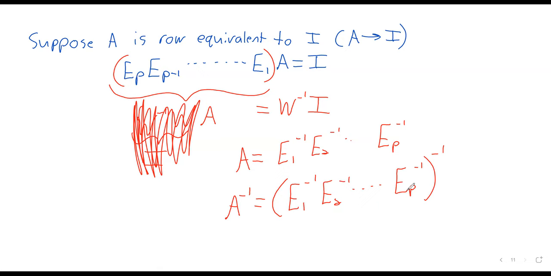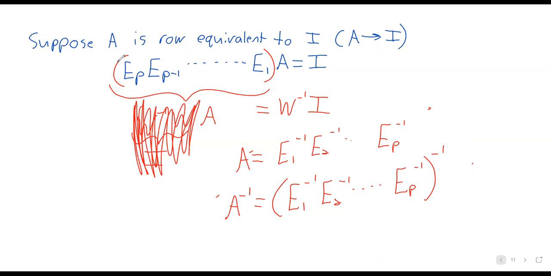Is this clear to everyone? If two matrices are equal, they have to have the same inverse. So I'm using the fact that A equals this to say that A inverse equals this inverse. Now that tells us in turn, so we once again have the inverse of a product. And once again, we know what the inverse of a product is. It's the product of the inverses in opposite order.